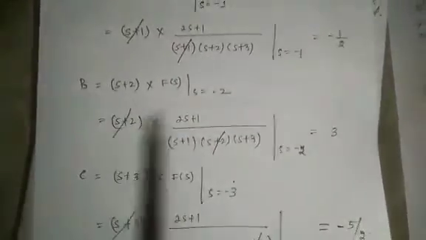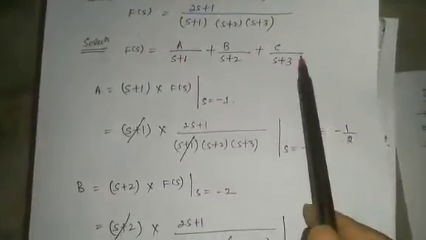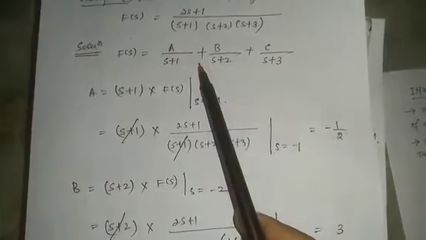Okay, now you are able to calculate a is equal to minus half, b is equal to 3, c is equal to minus 5 by 2. Then you just put these values in this expression. F of s is equal to minus half divided by s plus 1, plus 3 divided by s plus 2, plus minus 5 by 2 divided by s plus 3.